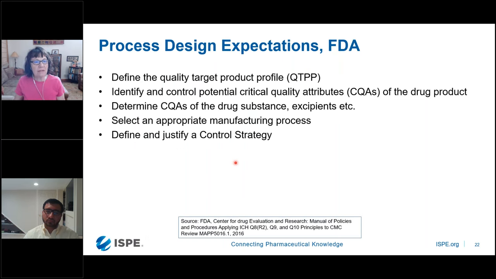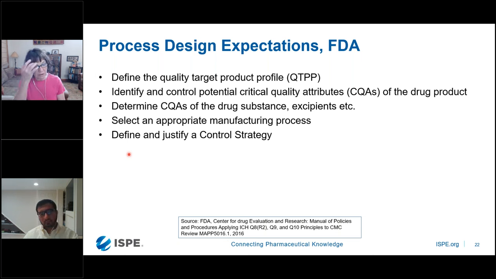So what are the expectations of process design? These are identified in a document that was published relatively recently since the 2011 guidance. This was published in 2016. Manual policies and procedures applying ICH Q8, Q9, and Q10 principles to CMC review. So what does the FDA expect?